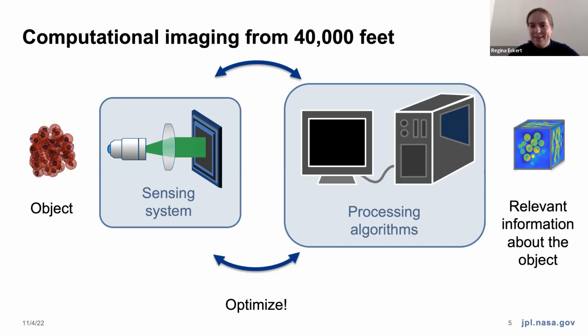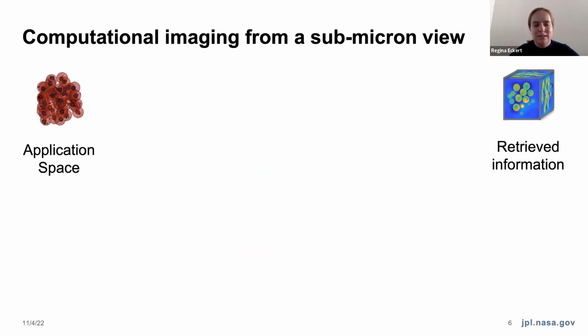And throughout grad school, I saw this many times, and I put this in my slides many times. I think it's a really exciting idea to think about co-optimizing the sensing system and the processing algorithm. But what I was experiencing on the ground in graduate school, and also now as a postdoc, is something a little bit different, right? When we're looking at a computational imaging system, sure, we're still looking at an application space and retrieved information. But when we're zooming in on all of these things, there are tons of questions about every single aspect of it. And it becomes very difficult to think about that high level co-optimization of optics and computation.